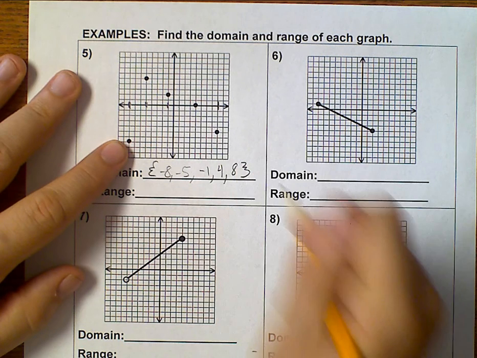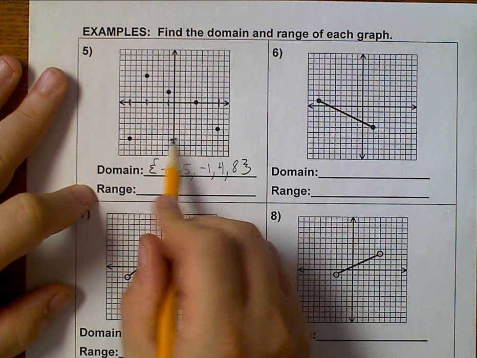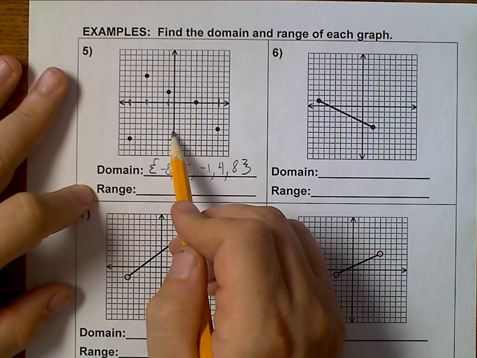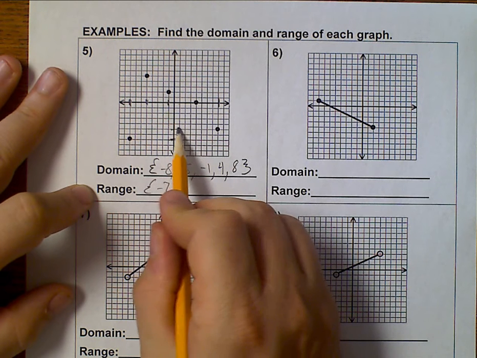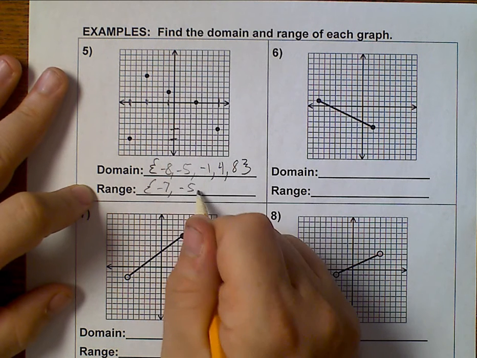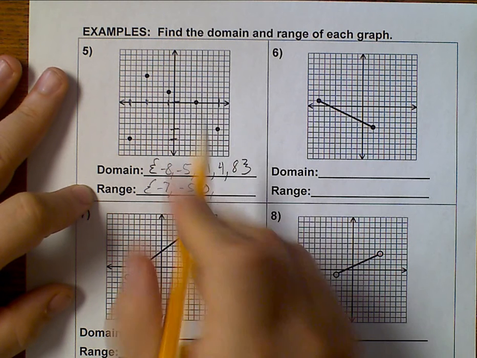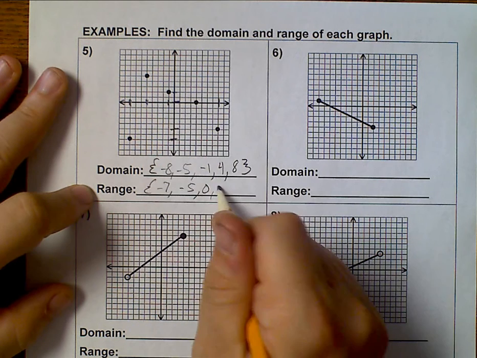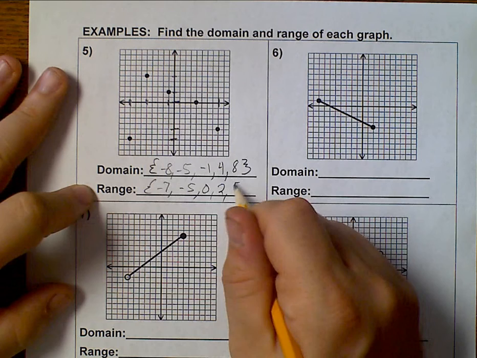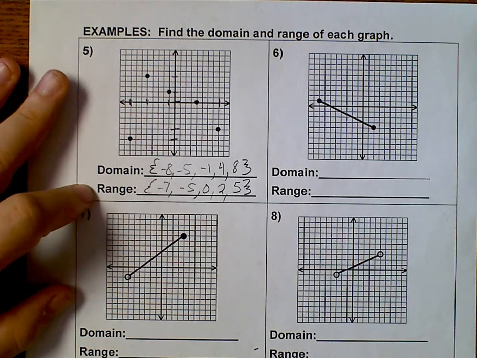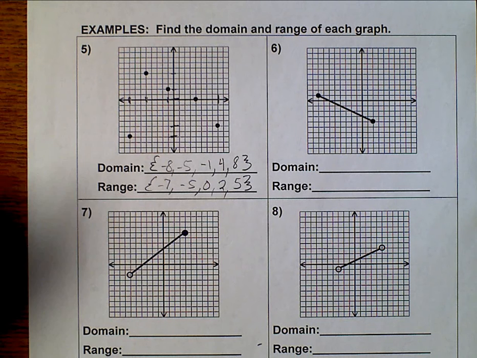Positive 8. My range, 1, 2, 3, 4, 5, 6, negative 7. Negative 5. 0. 2. And 5. So it's real easy when they give you those, you just go and identify your points.